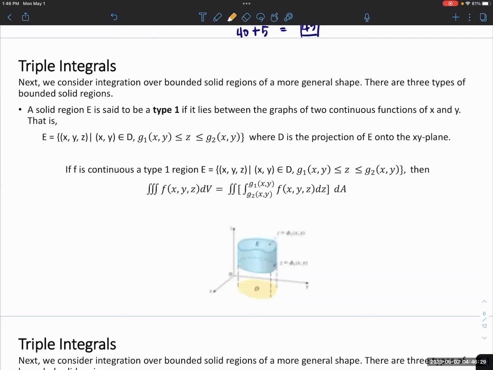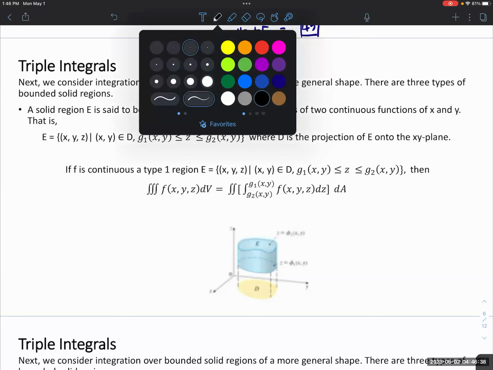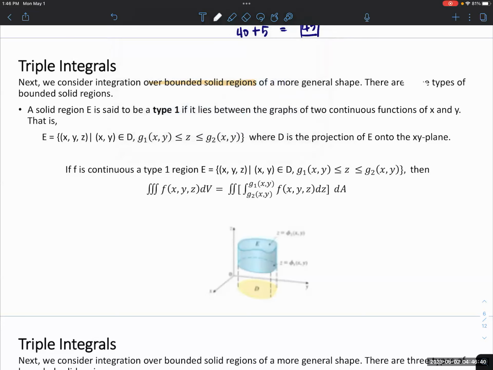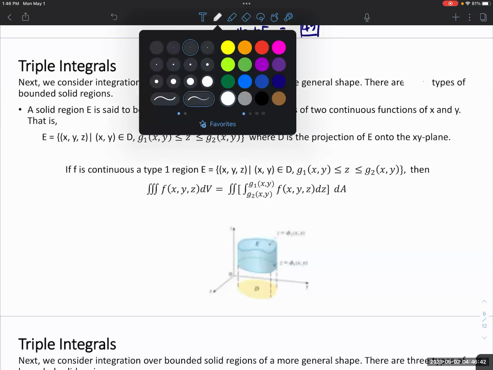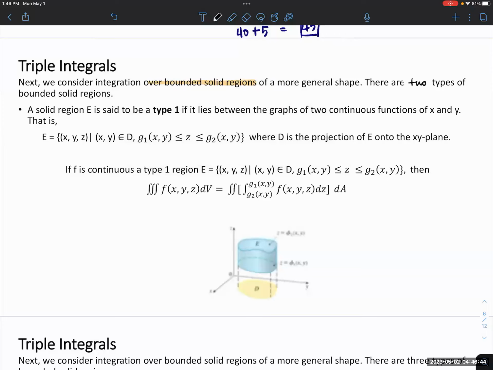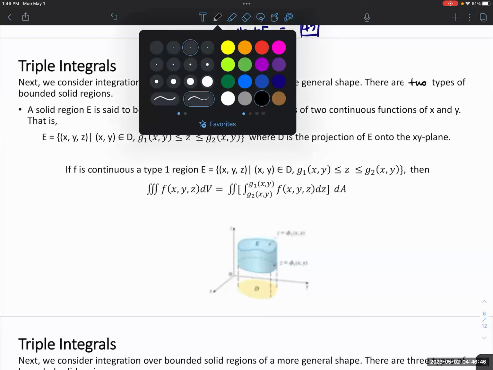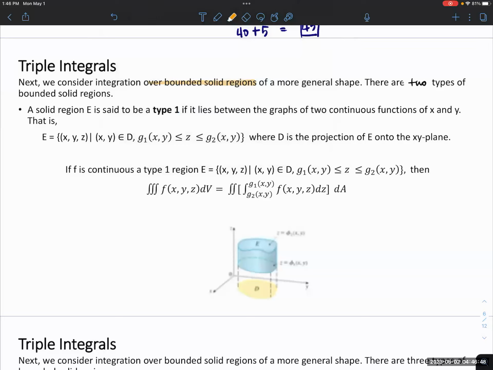So next we consider integration over a bounded solid region of a more general shape. There are actually 2 types, my bad. So let me just change it to 2 types of a bounded solid region. So what that means is there is a type 1 case.